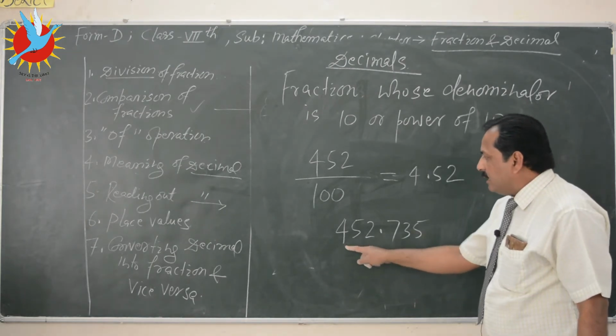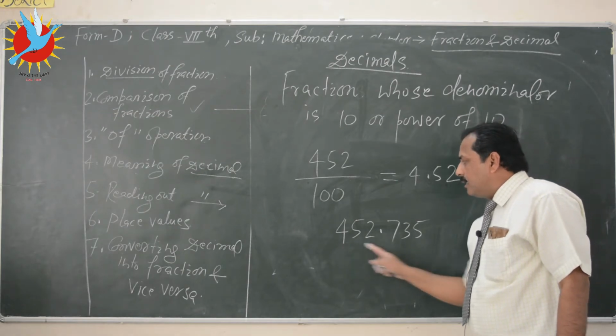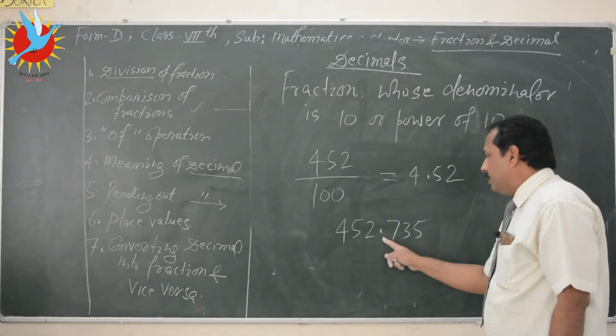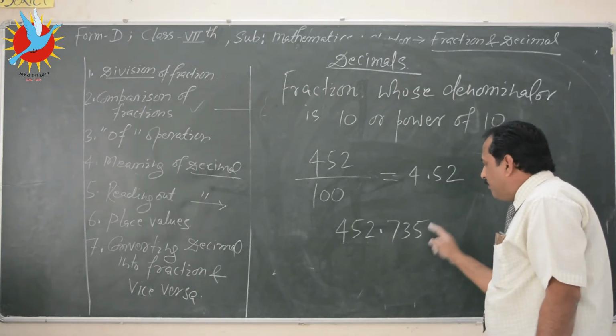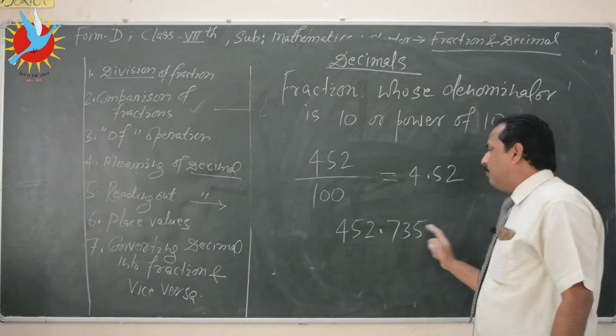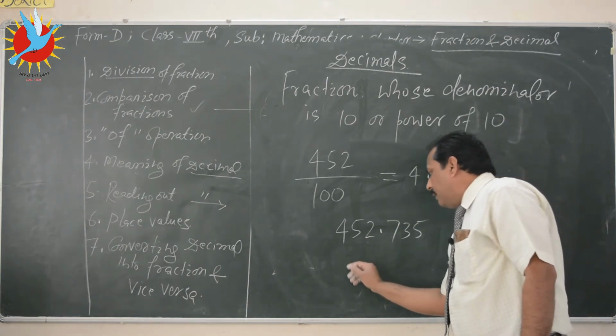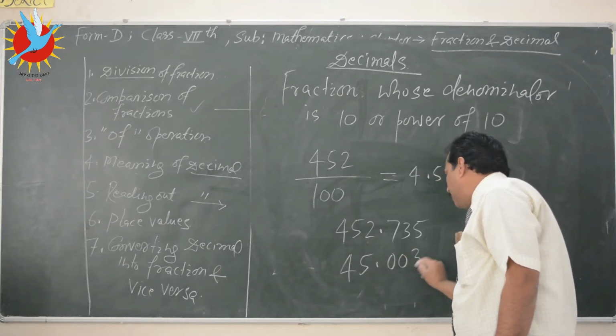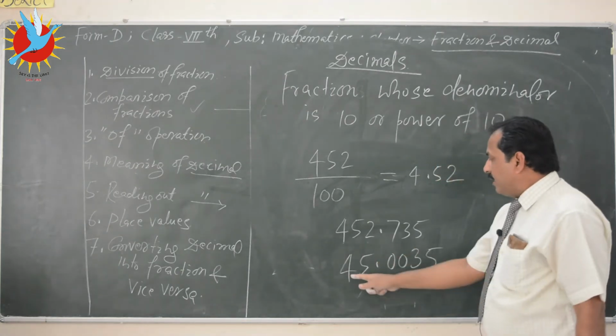I am reading it. This is just like reading any number, 452.735, because this right part you have to pronounce one by one. Similarly, this 45.0035. How to read it?